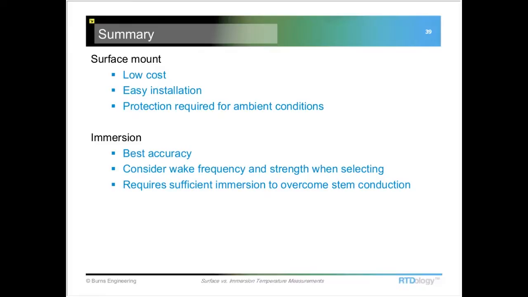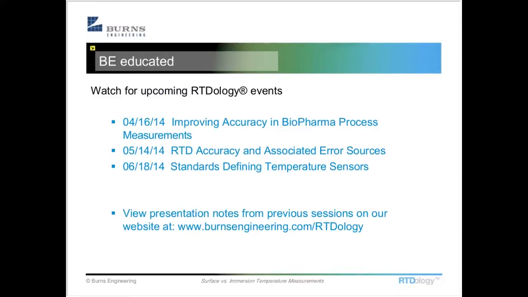You need to make sure that the immersion length is suitable for the size line that you're trying to measure, and the sensor style, whether it's a direct immersion or an indirect immersion that uses a separable thermal well. And finally, the wake frequency and strength issues are also very important to look at to make sure that you don't have a situation where the sensor is going to fail due to vibration or just break off due to insufficient strength. And with that, I think we're going to move on to maybe some more questions here.